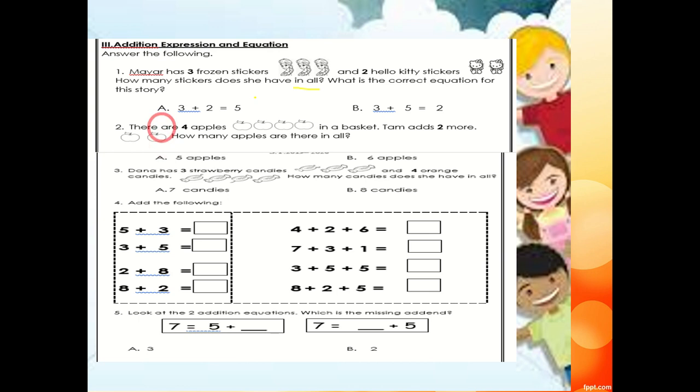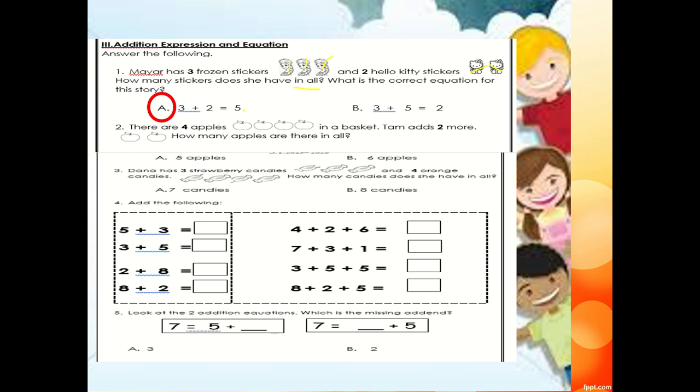Yes, you are correct. It's letter A. 3 frozen stickers and 2 Hello Kitty stickers. So we have here 3 plus 2 equals how many in all? 1, 2, 3, 4, 5. Equals 5.